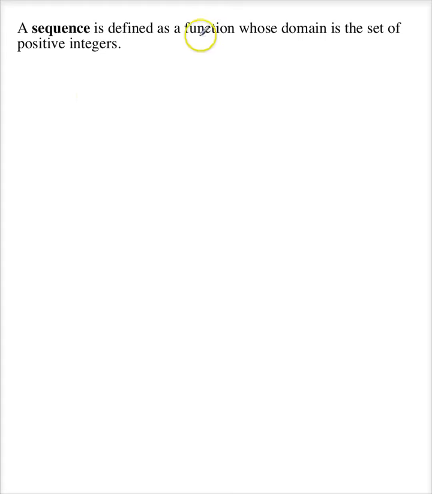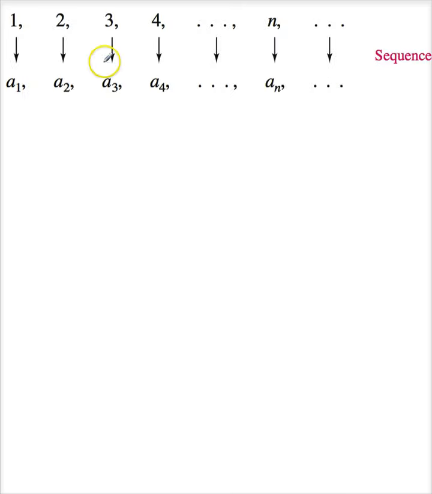Now, a sequence is defined as a function whose domain is a set of positive integers. Sometimes we will define sequences starting at 0, but don't let that throw you off too much. So, if this is the domain, my sequence is always separated by commas. You don't add them. And then you continue the sequence with the dots to show that it continues on.